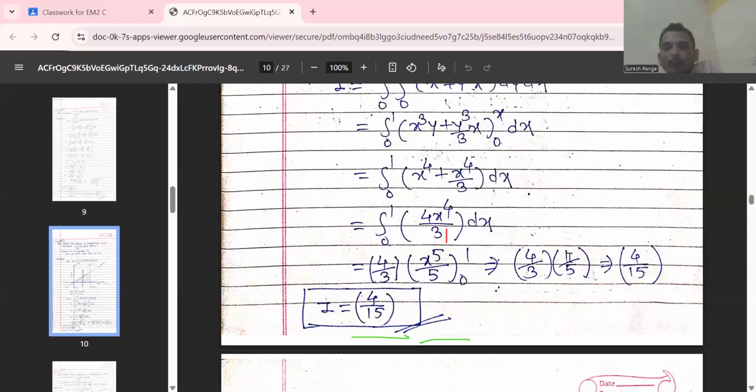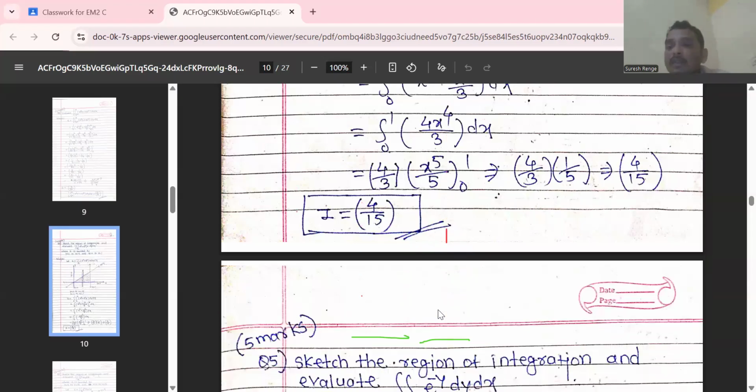This is the multiplication of two rational numbers. In multiplying two rational numbers, numerator is multiplied by numerator and denominator by denominator. Multiply: 1 times 4 is 4, and 3 times 5 is 15. So I is equal to 4 by 15. This is the answer for the integration.